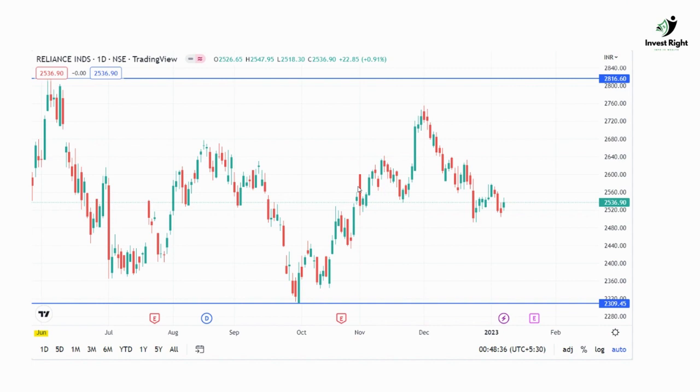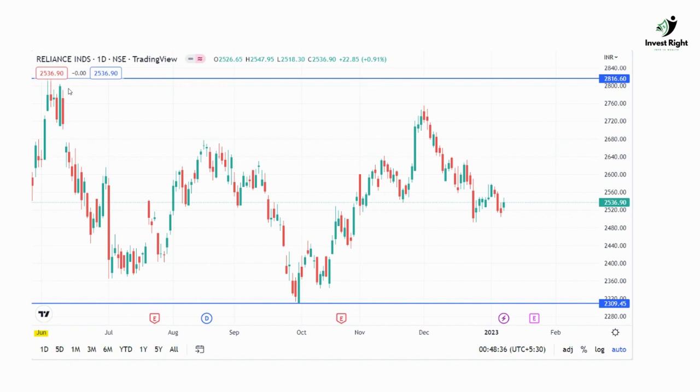Now, if you see the last 6 months chart of Reliance Industries, we see that the stock price has oscillated between 2800 and 2300, which is a 500 rupees move. And even today, as on 6th Jan 2023, a person who would have bought the share in June 22 would be sitting on a loss of roughly 300 rupees per share.